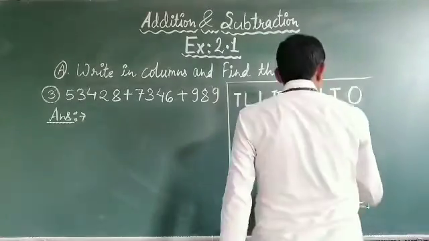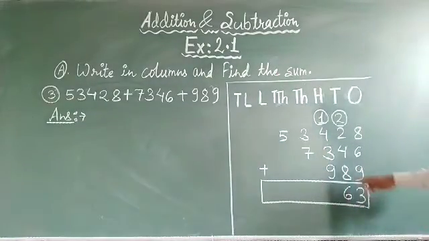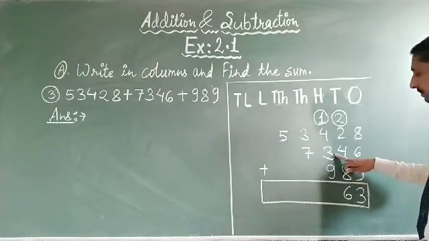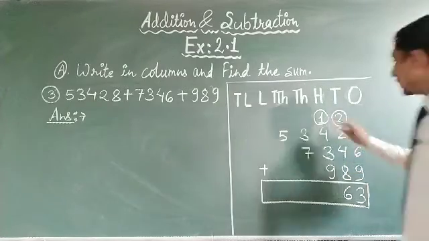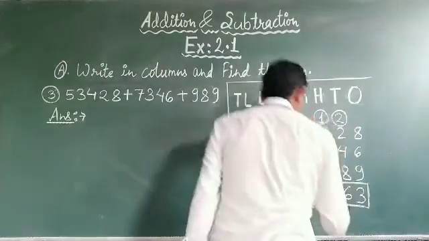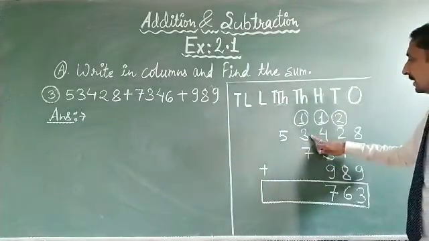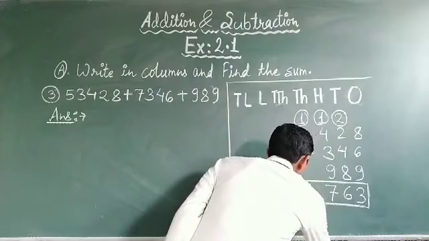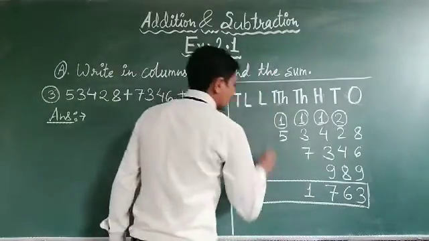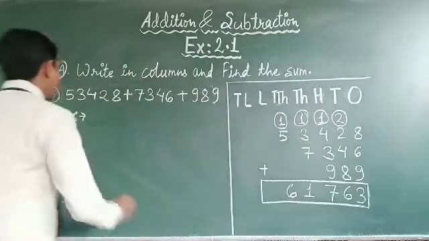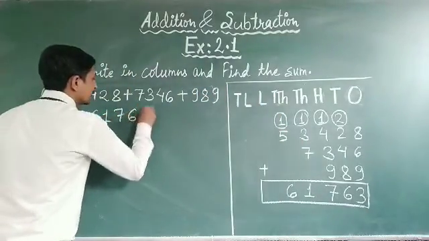So 16, 6 will be written here and 1 is carried out to the next number. And again 9 plus 3, 12, 12 plus 4, 16 plus 1, 17. And that's 7 here and 1 is carried out. Again 7 plus 3, 10 plus 1, 11. So 1 is written here and 1 is carried out. And now 5 plus 1 equals 6. So our final answer is 6, 1, 7, 6, 3.